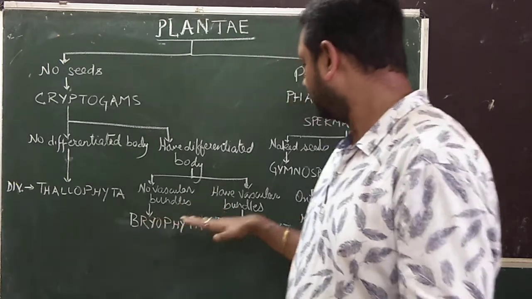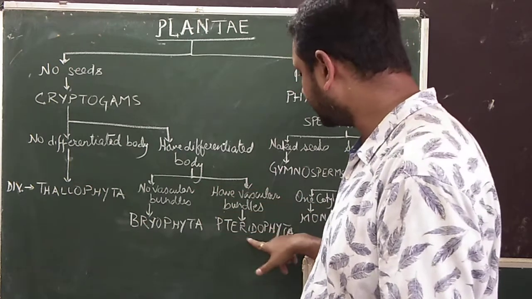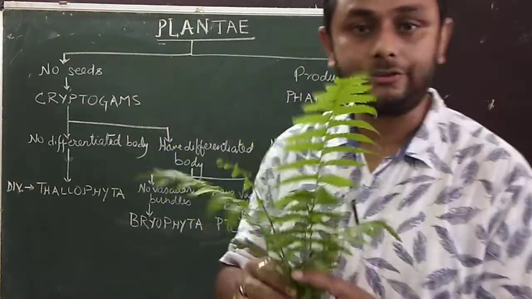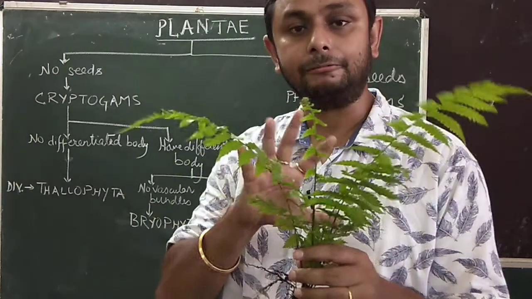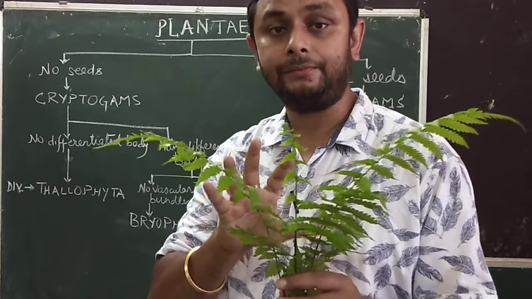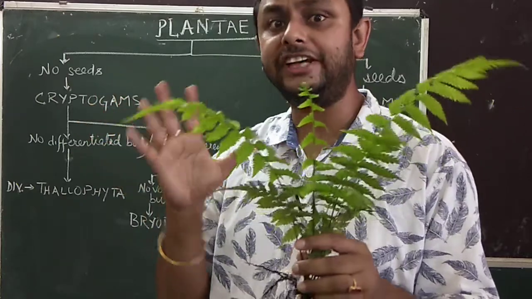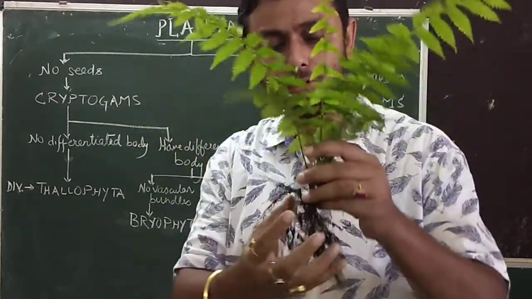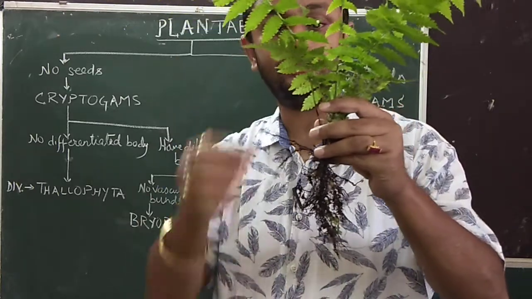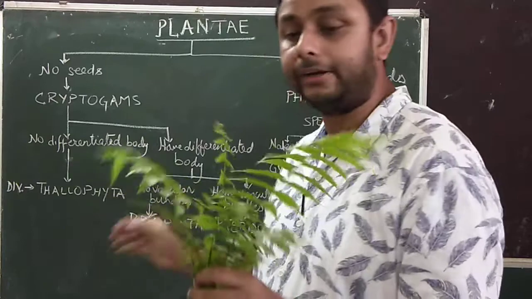The other plants which have a differentiated body and have vascular bundles are placed under the division Pteridophyta. In Pteridophyta, we have the ferns. This is Dryopteris fern. They were a very prominent group of plants during the Jurassic period. They grow in moist environment, and you'll find them growing in shady places. If you look at the roots, they have a fibrous root, not a single tap root, and the leaves look like this. So that is your example of Pteridophyta.